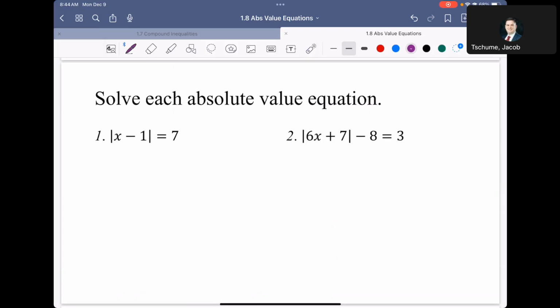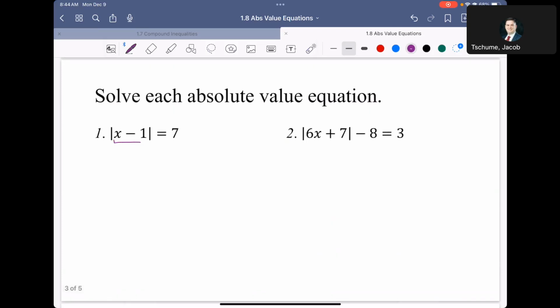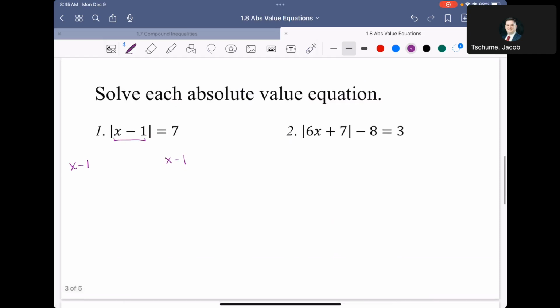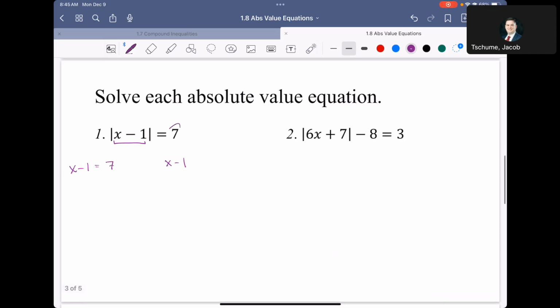So what we will do is take this information that's inside the absolute value and write it twice, x minus 1 and x minus 1. On the first one, you will set it equal to exactly the number that you see on the right-hand side. And on the second one, you will set it equal to the negative of that number. And then your job is just to solve these separately.